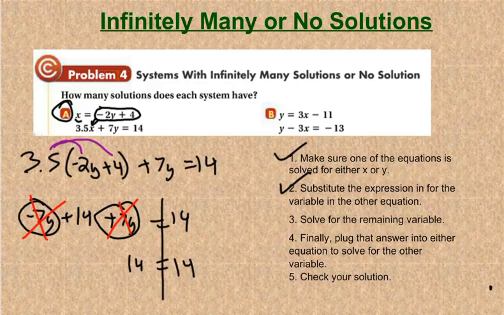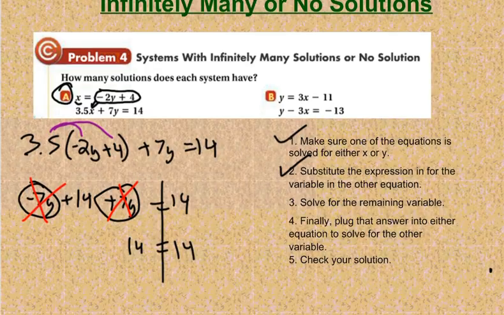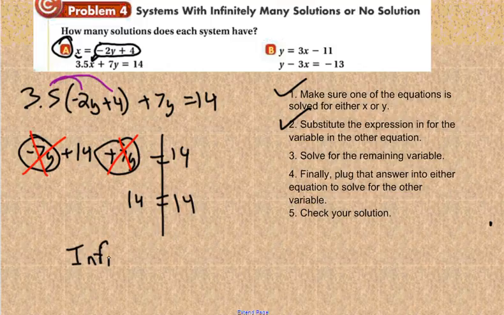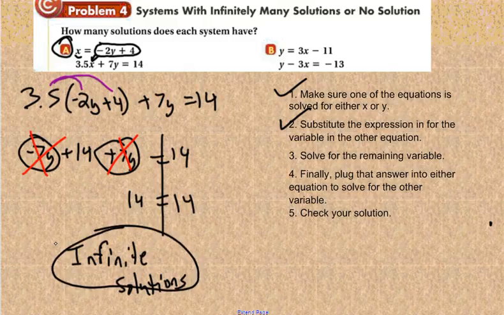Now, there's no variable left, so we can't even find a y value, which means we can't find an x value either. But 14 equals 14 is a true statement, and you may recall that means it's an identity. There are infinite solutions. That's how you do it. We don't need to plug anything else in and check, because there's no way to do that. So I'm going to minimize this, and we'll do the second one and see what happens.